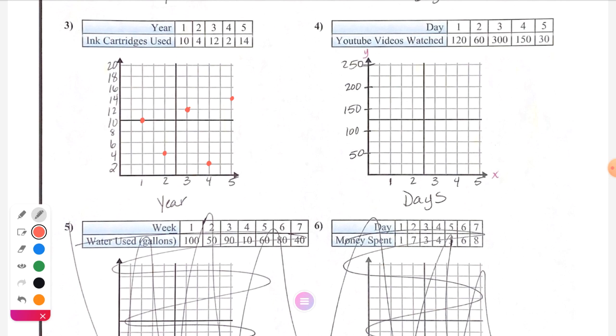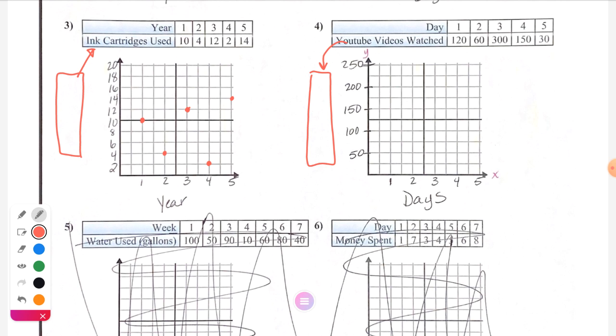And I tried to write this out real quick. What did I forget on this graph that's pretty important? Carter? The label. Yeah, the label on the y-axis. So this is the number of ink cartridges used is what I should have written right there. Same thing on this one. YouTube videos watched should have gone right there. That helps us interpret the graph. Without that, we don't know what those numbers mean. So that is my mistake.